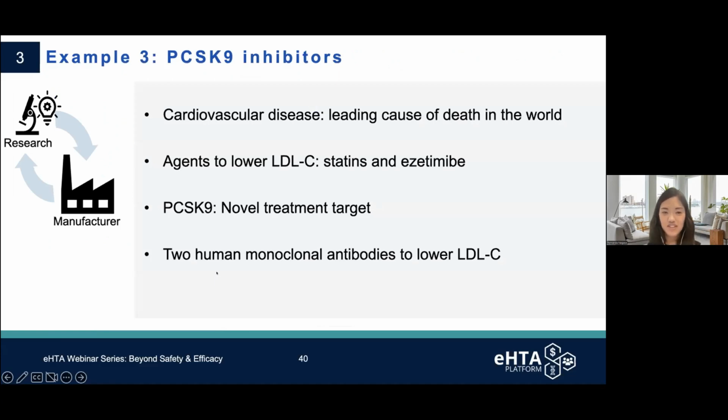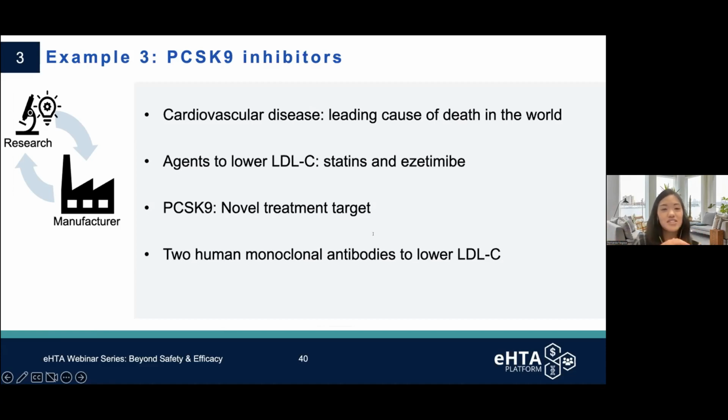Cardiovascular disease is another public health issue, right? It's one of the leading causes of death in the world. Part of the treatment involves agents like statins and ezetimibe that lower your bad cholesterol, or LDL. And lowering those levels will decrease your risk for cardiovascular diseases. And in 2003, researchers found that mutations in the PCSK9 gene led to changes in the level of LDL, or bad cholesterol.